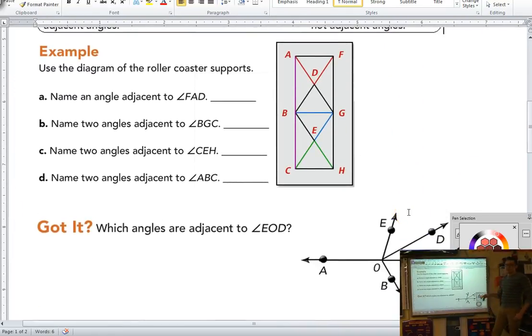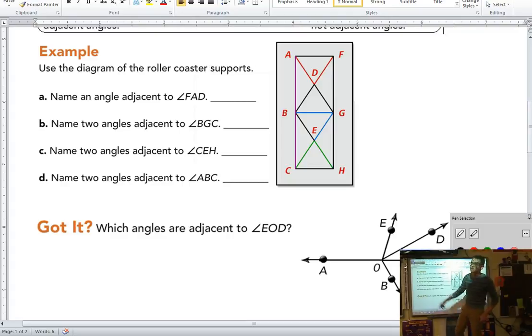So I want you guys to take a moment, pause the video, and fill this in for angles adjacent to each of the reference angles. And notice here they want 2 angles adjacent, so you have multiple options. All you did was let the video play. Shame on you. Pause the video and try this on your own.